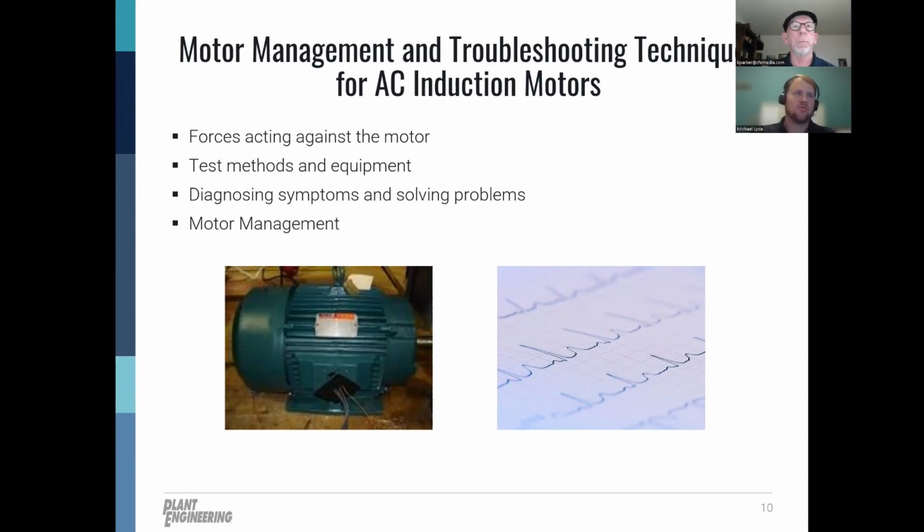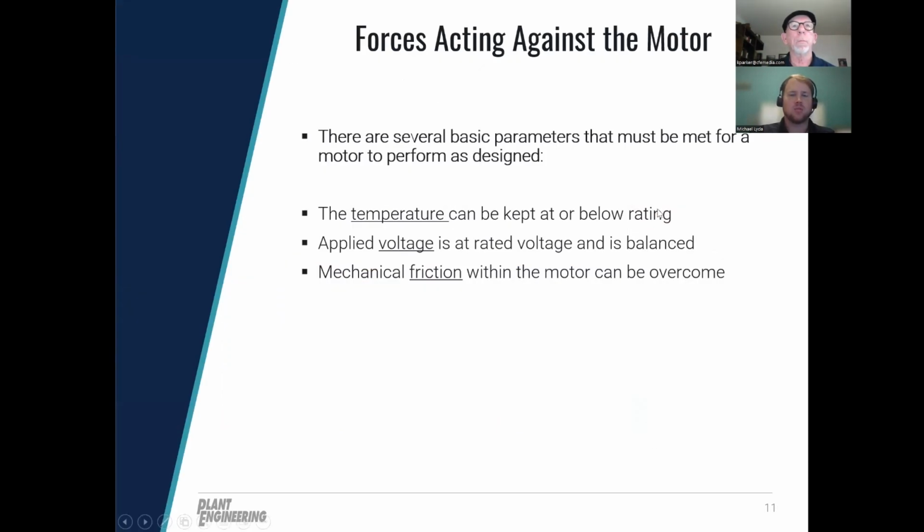And again, we're going to finish up with motor management. The motor management will be last. Don't let it be degraded. It's very important for overall energy efficiency and energy savings of your plant, as well as reducing downtime.